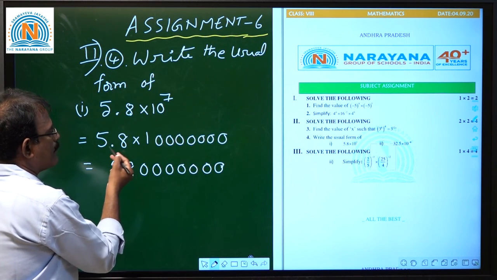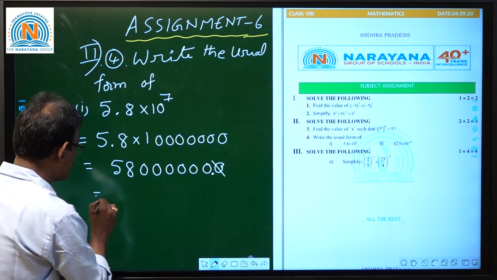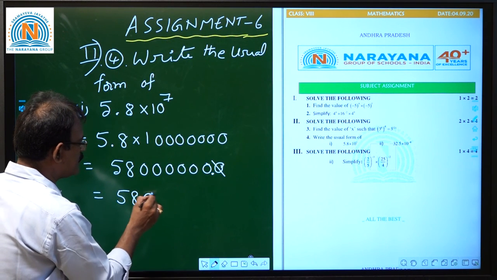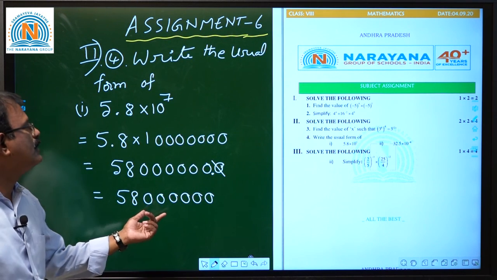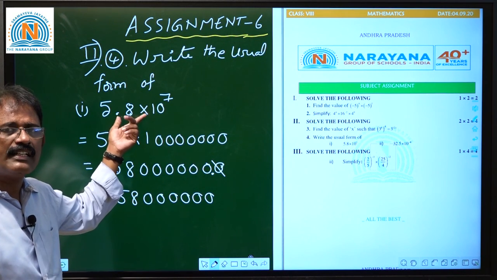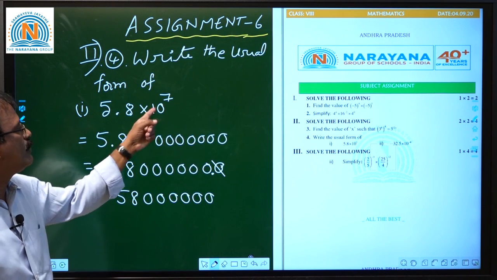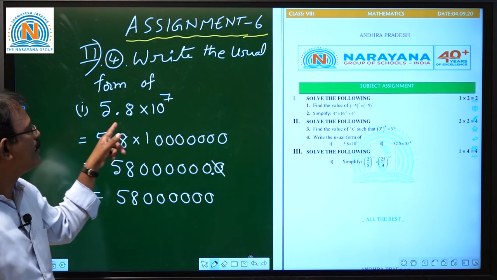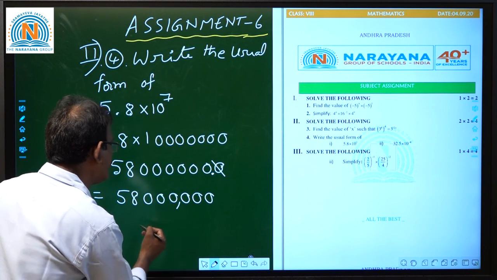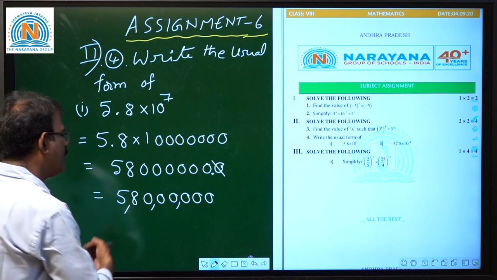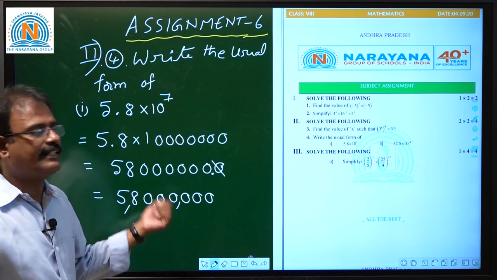Now, when you are multiplying 5.8 with this large number, we have 1 digit after the decimal point. So 58 ones are 58, after which we have 7 zeros. Now we need to keep the decimal point 1 digit before, so this is 58 followed by 6 zeros. So this is the usual form of the given standard form. What is the usual form of 5.8 into 10 power 7, children? This is actually 5 crores 80 lakhs, children.